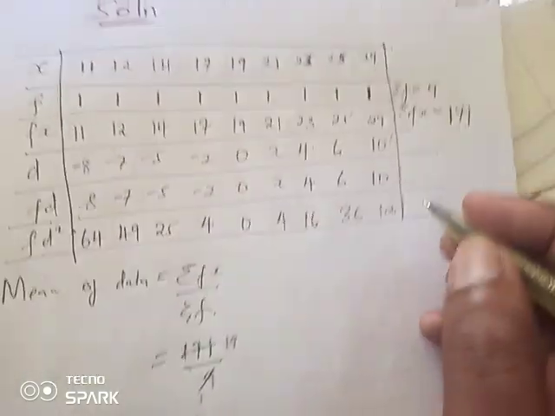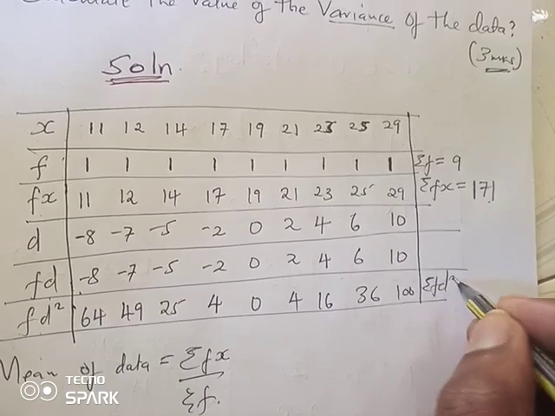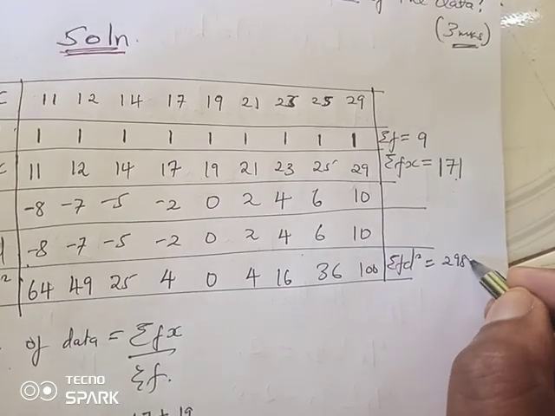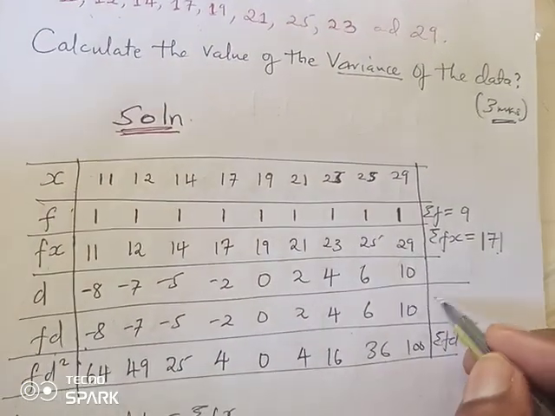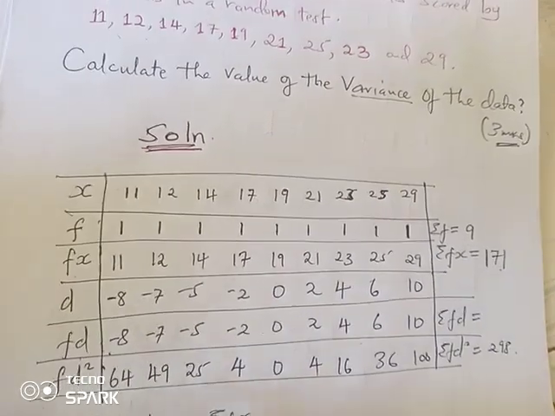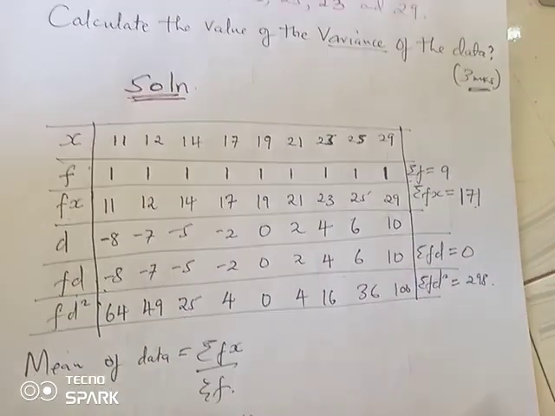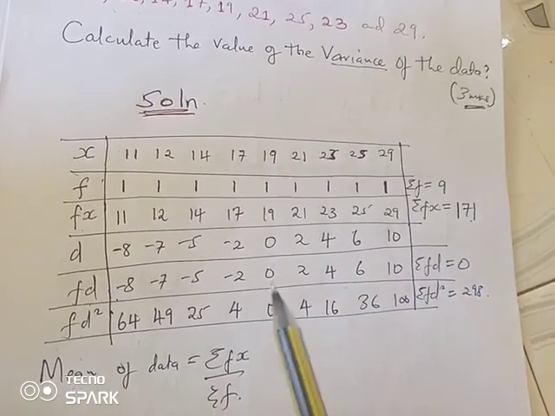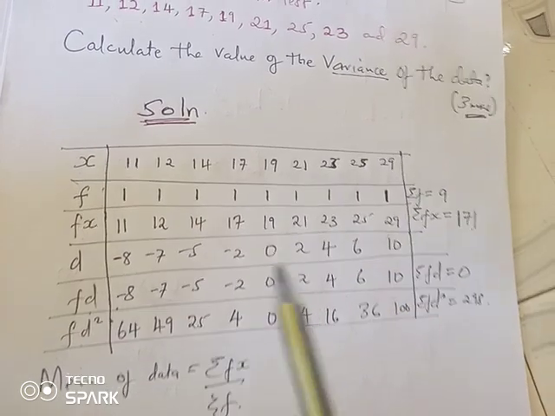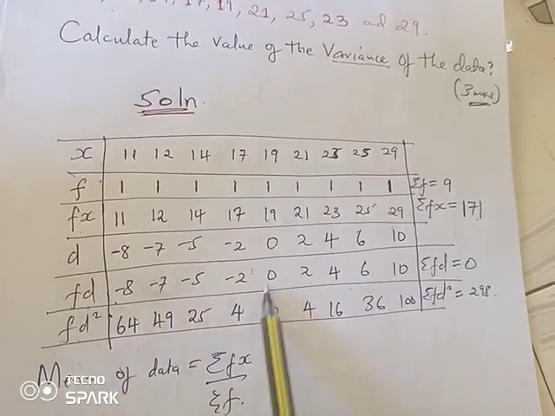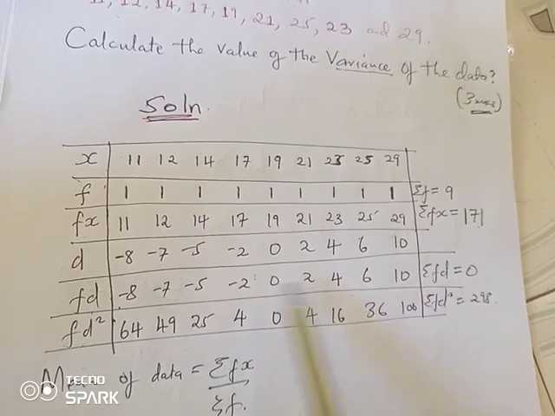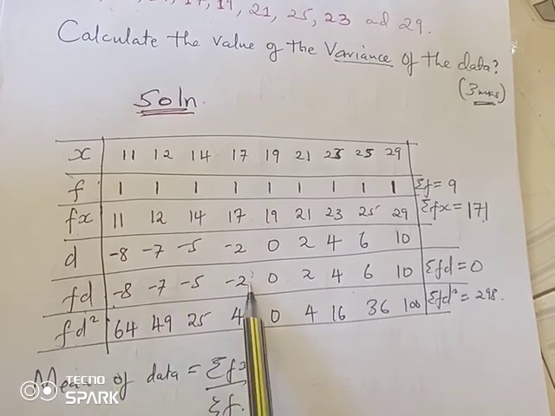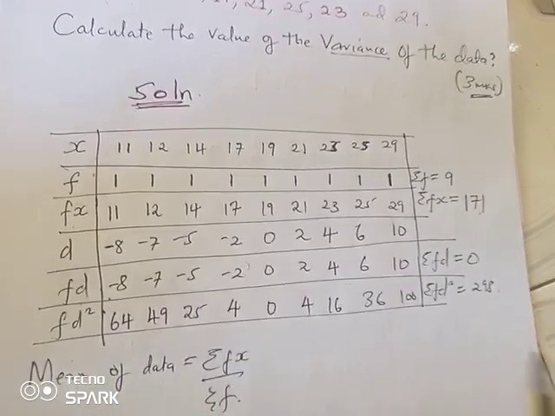So what I'm busy with is summation of fd squared. If we add all this, we shall get 298. I also need summation of fd without squaring. Of course, it will be 0 because this is deviation from the mean. The mean divides the data into two equal parts exactly at the center, and therefore the right side and the left side cancel out. So if we add all this negative plus all this, we get 0.